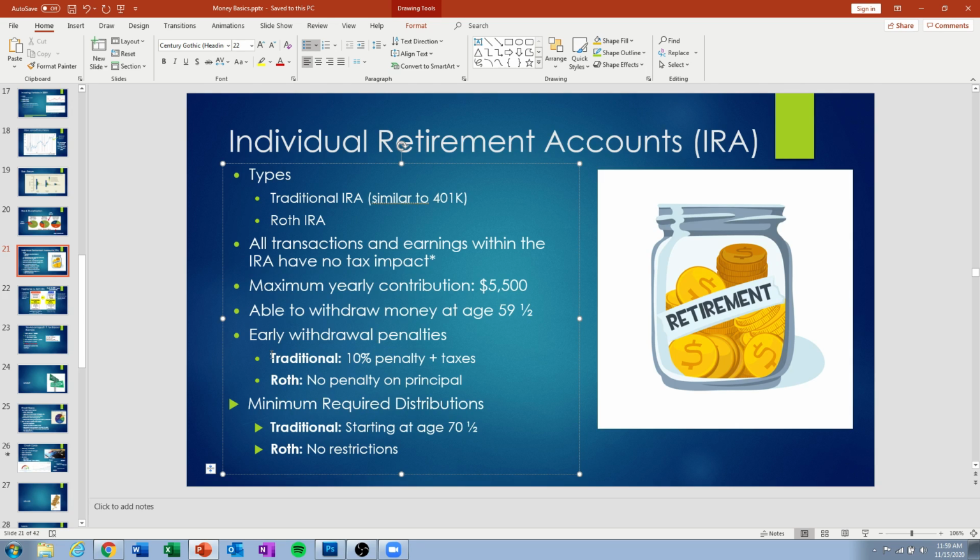With traditional, for example, if you try to withdraw your money before 59 and a half or 65 or whatever it is, you'll have a 10% penalty and you'll pay a lot in taxes on that. Whereas if you waited until 59 and a half, you'll just get that money as income, and I believe it's tax deferred, I think. And then Roth has no penalty on principal.